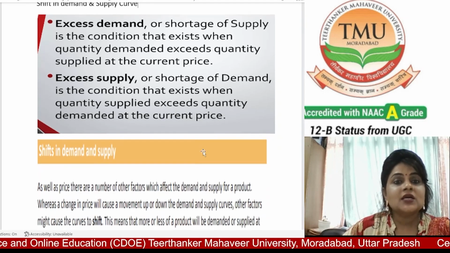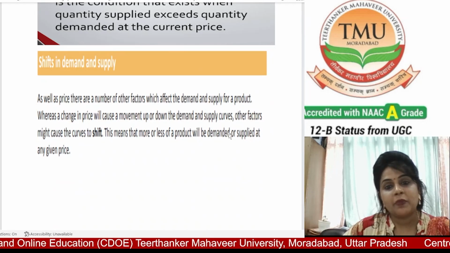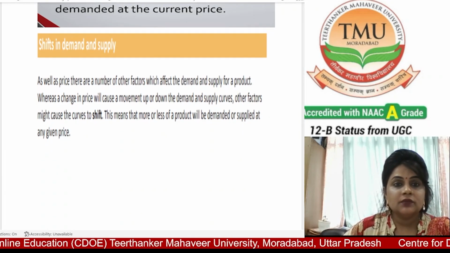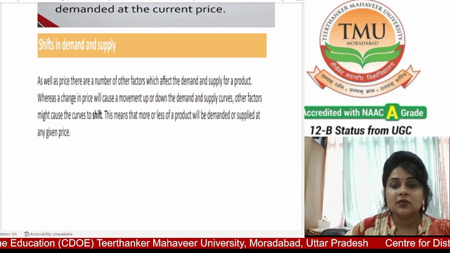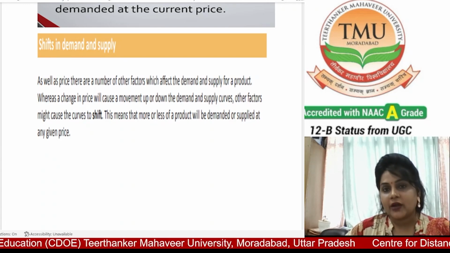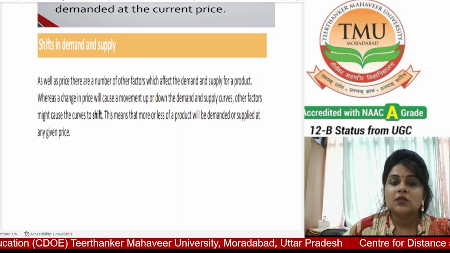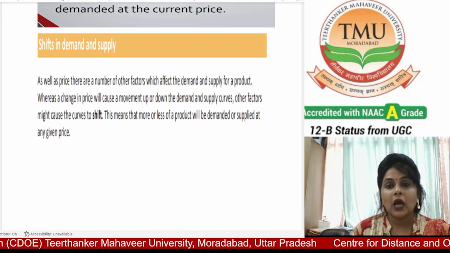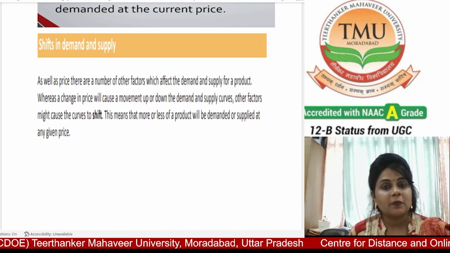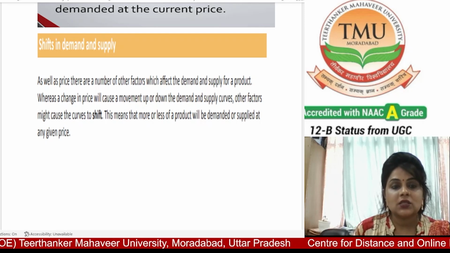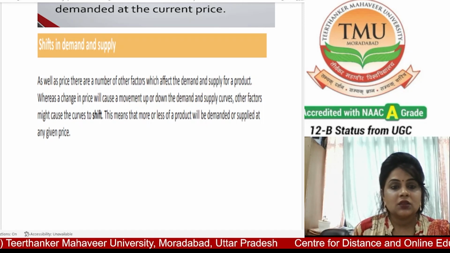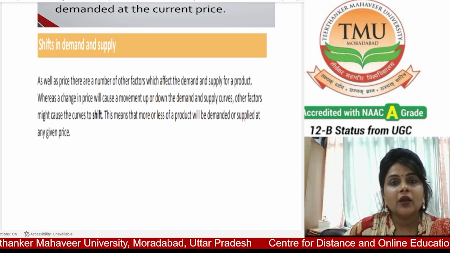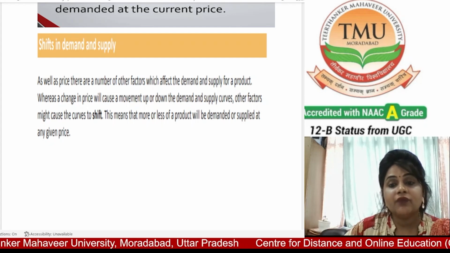So now we discuss the shift in demand and supply curve. Why are the demand curve and supply curve shifted? As well as price, there are a number of other factors which affect the demand and supply for a product, whereas a change in price will cause a movement up or down the demand and the supply curve. Other factors might cause the curves to shift. This means that more or less of a product will be demanded or supplied at any given price.